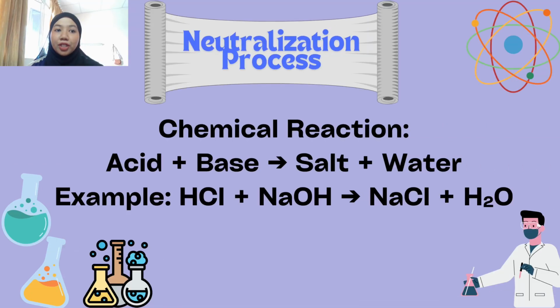harm. During the neutralization process, an acid reacts with a base to form salt and water. For example, when hydrochloric acid reacts with sodium hydroxide, the products are sodium chloride and water. The reaction not only neutralizes the hazardous nature of the acid and base, but also produces a harmless byproduct. Here you can see the chemical equation for this reaction in the slide.